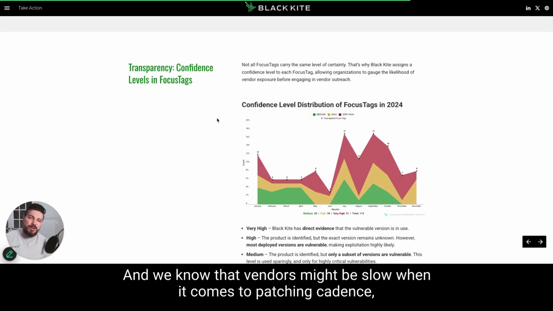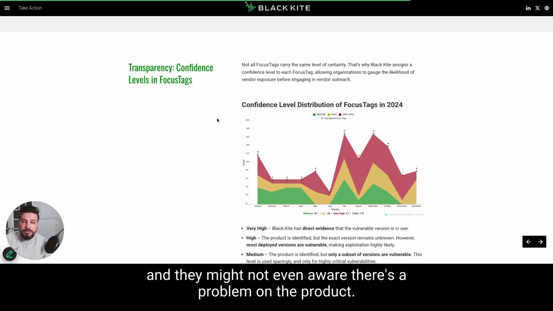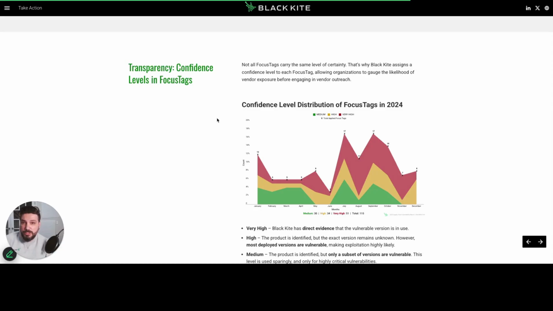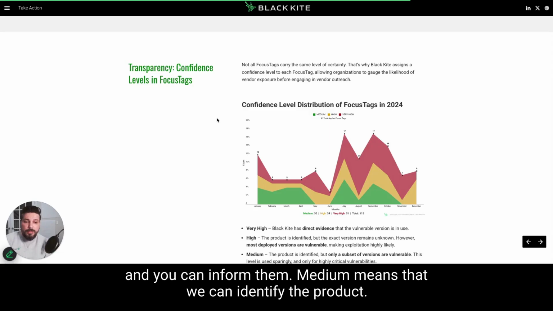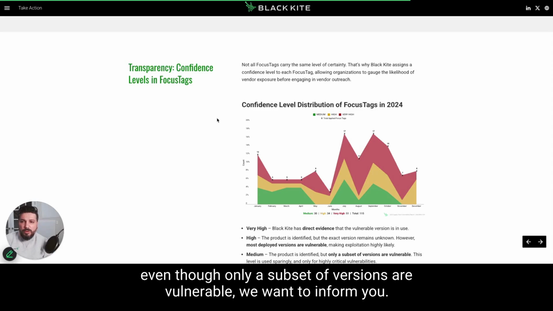And we know that vendors might be slow when it comes to patching cadence, and they might not even be aware of a problem on that product. So it's very highly likely that they haven't patched it yet, and you can inform them. Medium means that we can identify the product, we cannot identify the version, but it's a very, very important vulnerability. Even though only a subset of versions are vulnerable, we want to inform you.